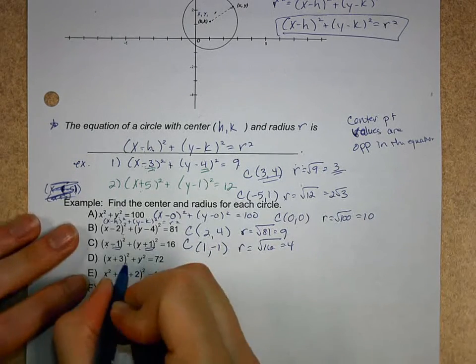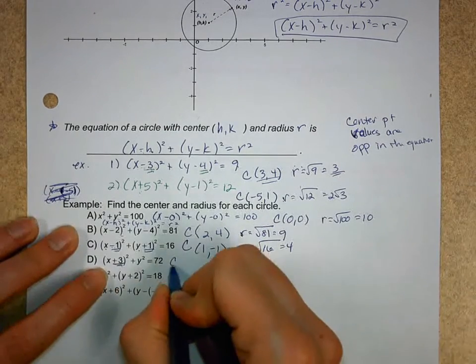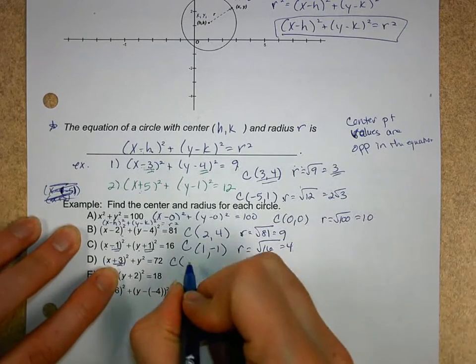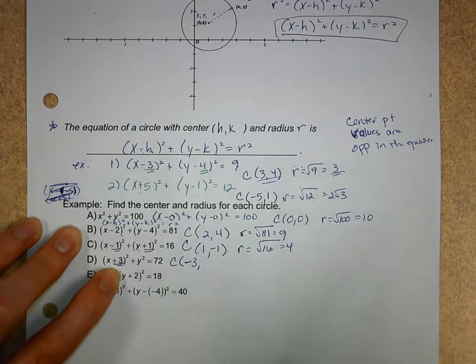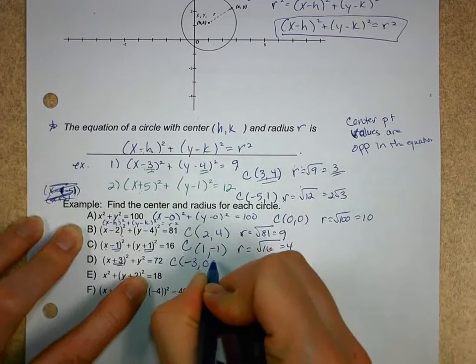How about this next one? What's going to be your center here? I hope you realize if that's not a subtraction symbol, that means that's going to be a negative 3, because remember, they come out the opposites of what we have. It's kind of like what we did with point-slope form of an equation of a line. And then we have nothing with the y, so that meant it had to be a 0.